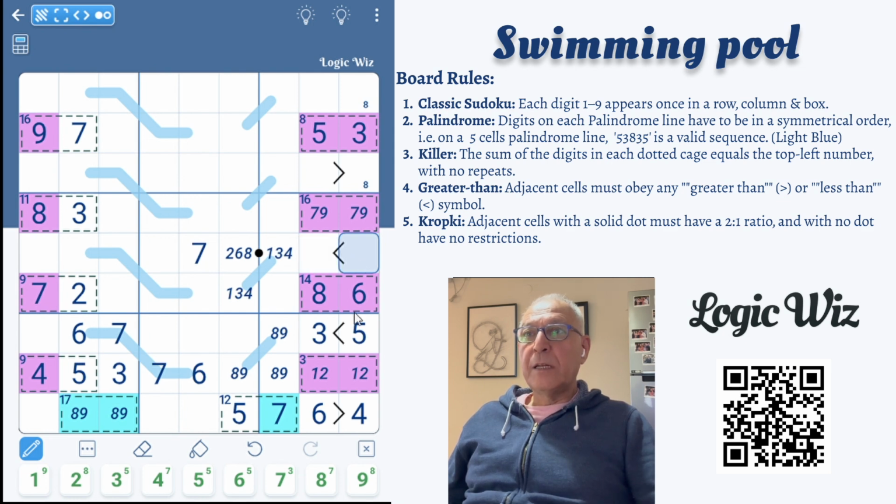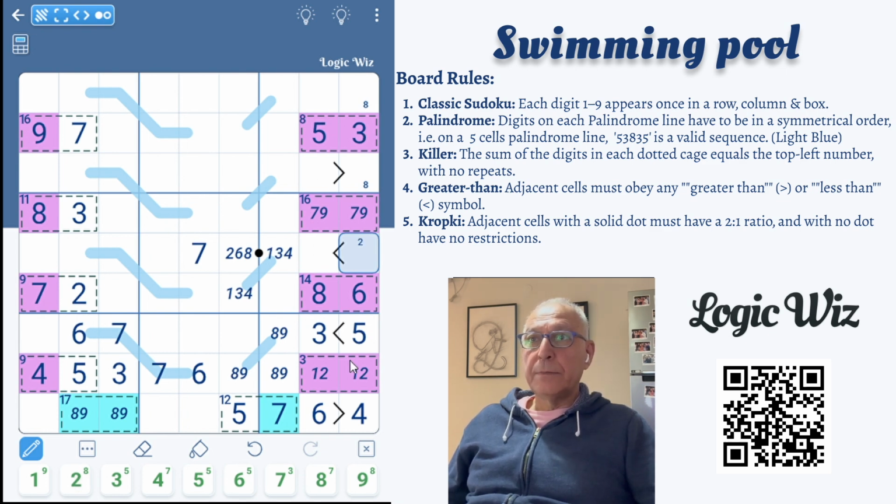Okay, which digit can be here? It cannot be 1 because of the greater than. It can be 2. It cannot be 3. It cannot be 4. It cannot be 5. It cannot be 6. It cannot be 7, 8, or 9. This one can be only 2.